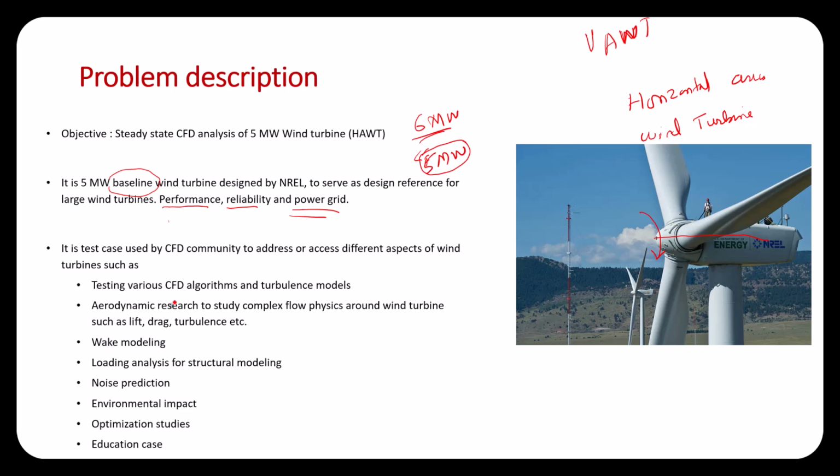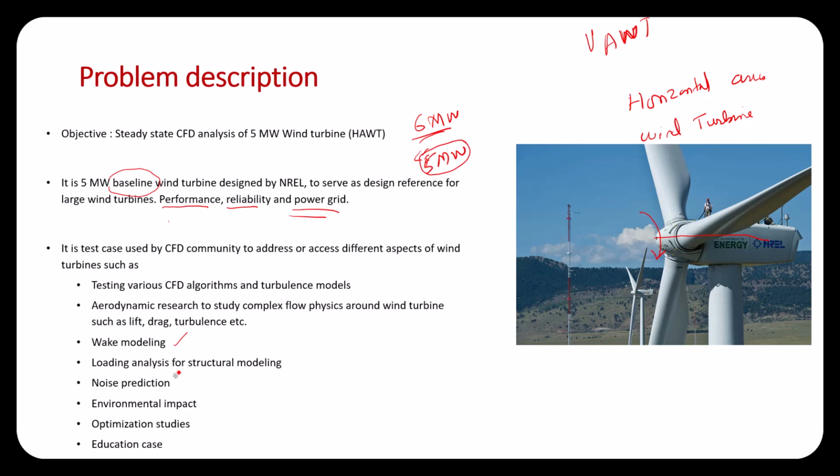And you can also perform the aerodynamic research in CFD or through some other methods to study compressed flow physics around the wind turbine, such as lift, drag, and turbulence. Wake modeling is also very important. This may be affecting the environment or the nearby population, or maybe the wind turbine farms. The wake of one wind turbine farm is disturbing other wind turbines.